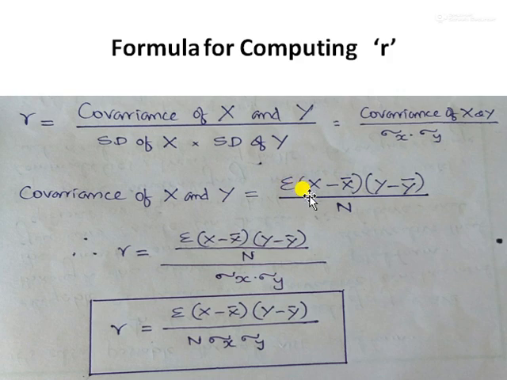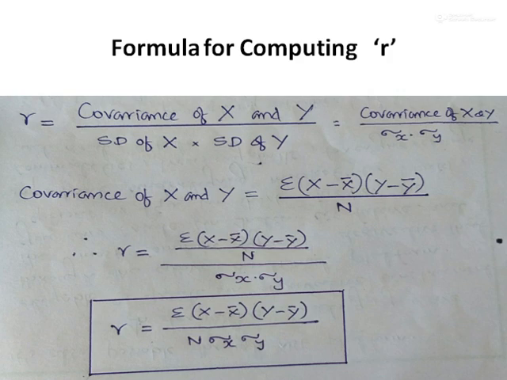When we put sigma of (x minus x bar) into (y minus y bar) divided by n in place of this numerator, then we get r is equal to sigma of (x minus x bar) into (y minus y bar) divided by n, whole divided by standard deviation of x into standard deviation of y. This can be expressed as r equal to sigma of (x minus x bar) into (y minus y bar), whole divided by n into sigma x into sigma y.